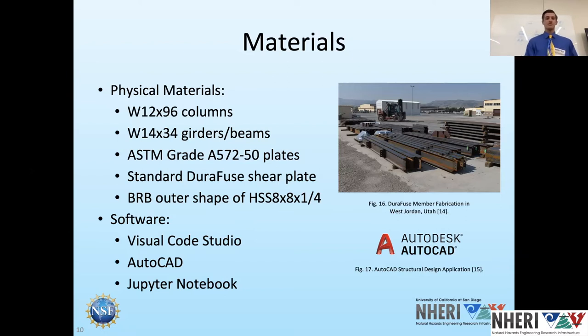And so the physical materials we used for the columns were W12x36 shapes, beams and girders were W14x34, and then all plates were ASTM grade A572-50. The standard Durafuse shear plates were used for the special moment framing systems, and the BRBs had an outer shape of HSS 8x8x1/4.